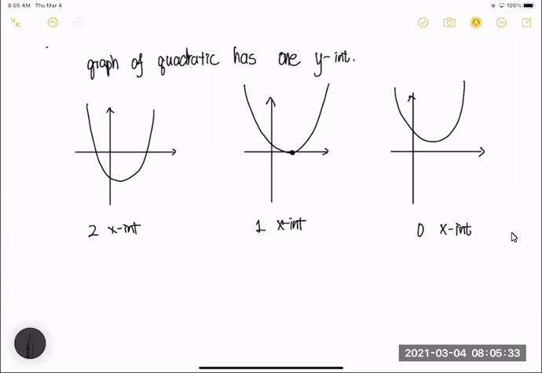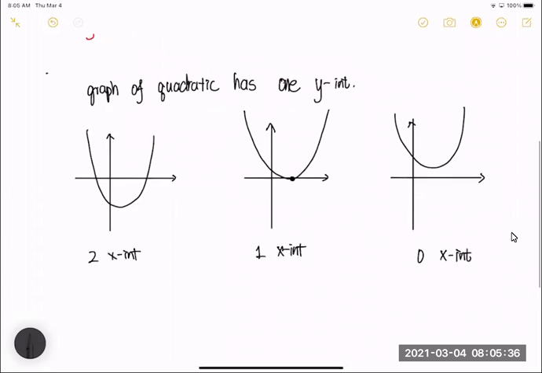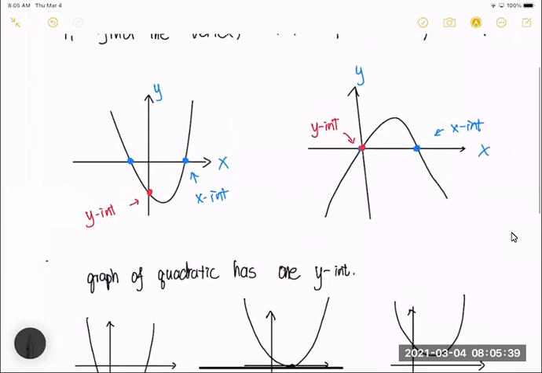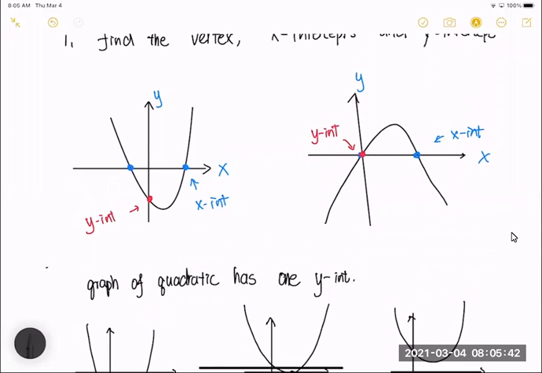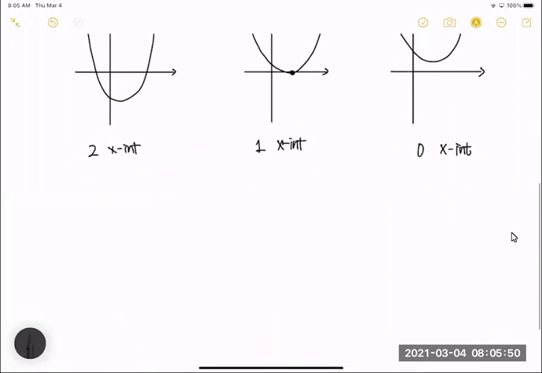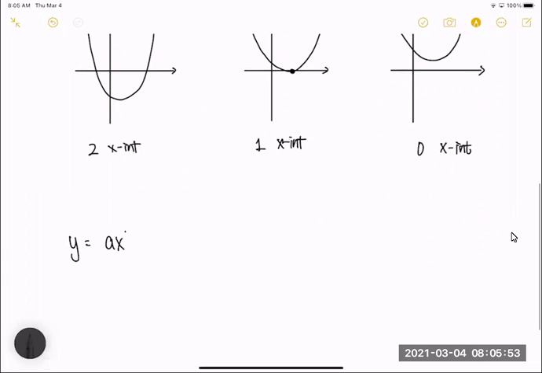How many intercepts there are is determined by what? Okay, so now let's look back. As you can see, the graph either opens up or opens down, right? That is determined by the leading coefficient a. So what is the leading coefficient? This is the standard form of a quadratic function, right? This is the quadratic term, this one is the linear term, and this one is the constant term.